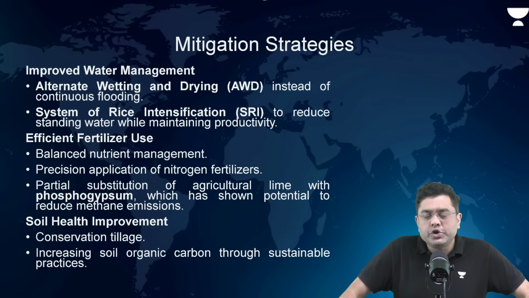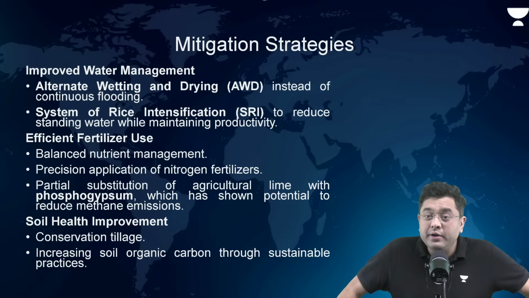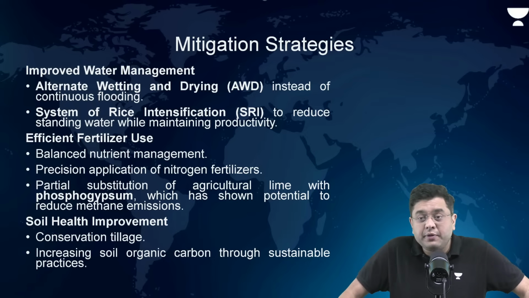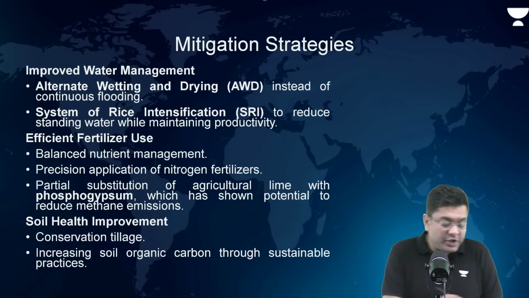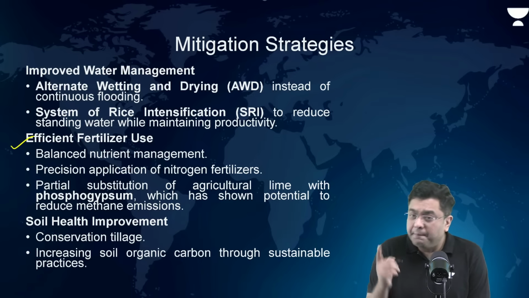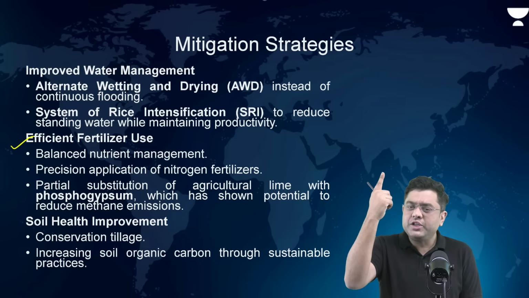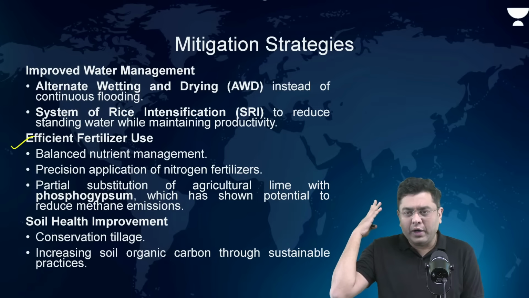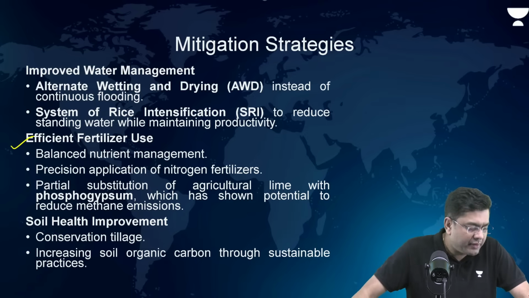The solution is to improve water management, go for direct seeding of rice, the system of rice intensification, alternate wetting and drying methodology, efficient fertilizer use, and soil health improvement over a period of time. But what are the challenges? Labor shortage, lack of technical know-how. Crop diversification is also a mitigation strategy.